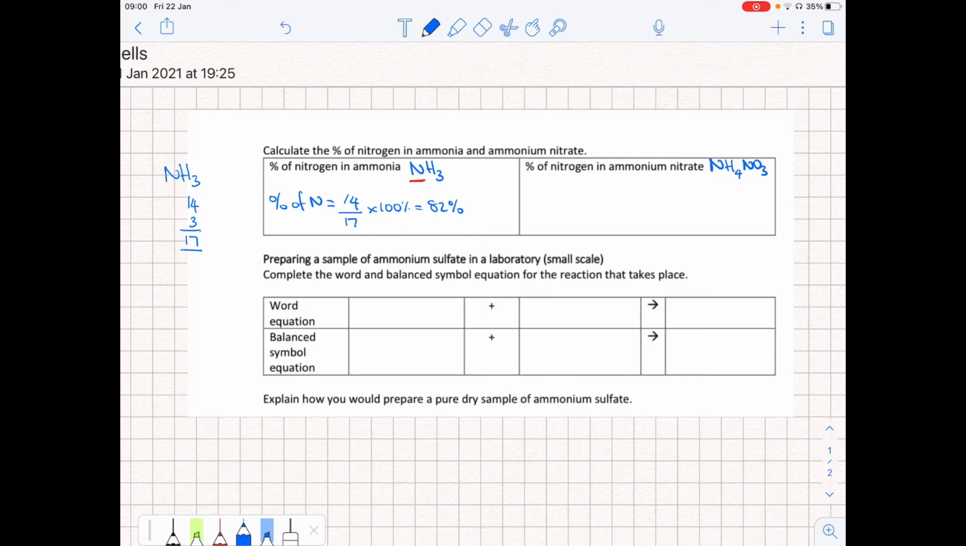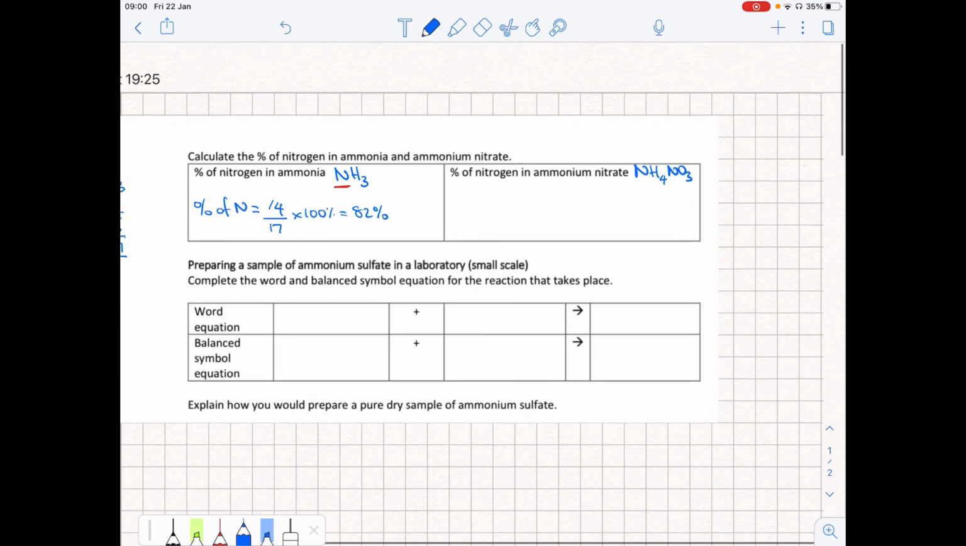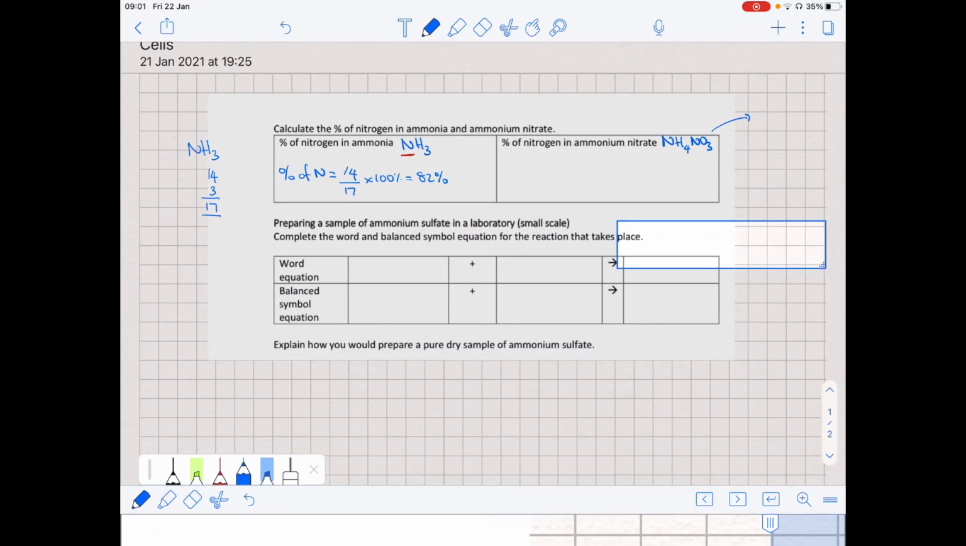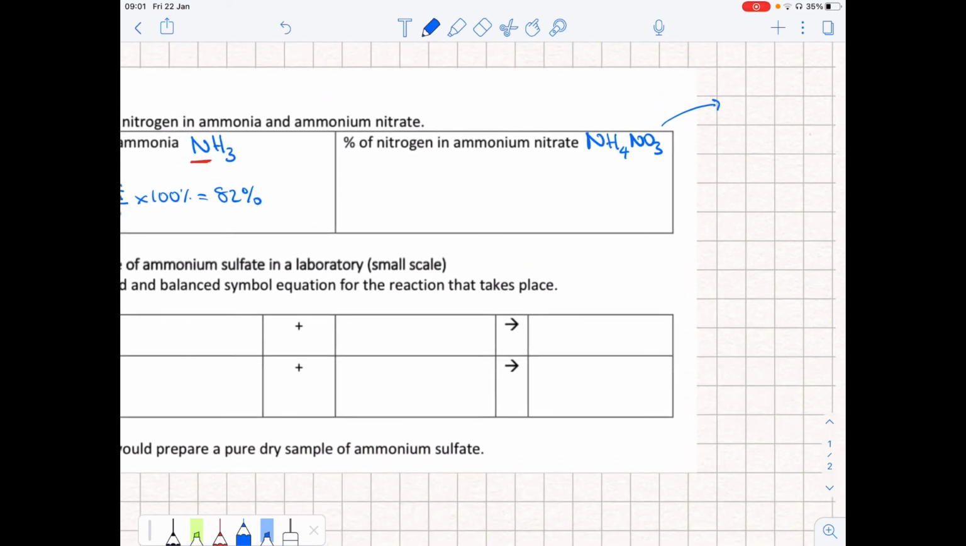To do the percentage of nitrogen again, we need to work out the relative formula mass for this ammonium nitrate. I'm going to do that over here. There are 2 nitrogens in here, each with a mass of 14, so 2 of them takes me to 28 for nitrogen. There are 4 hydrogens, mass of 1 each, is 4. There are 3 oxygens, 16 each, so that's 16, 32, 48. You add all that up, and that should give you an answer, hopefully, of 80.